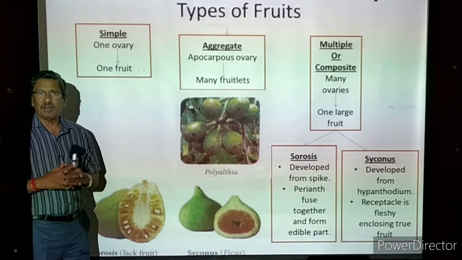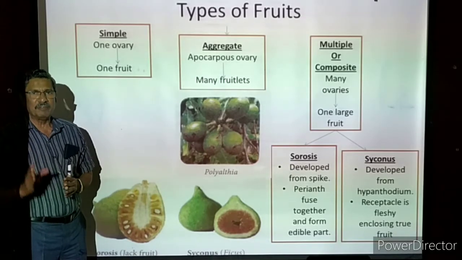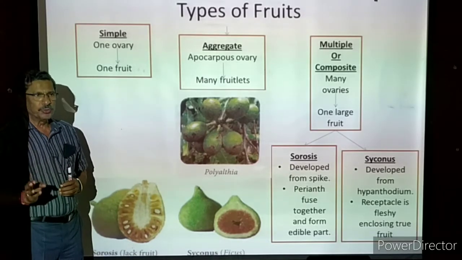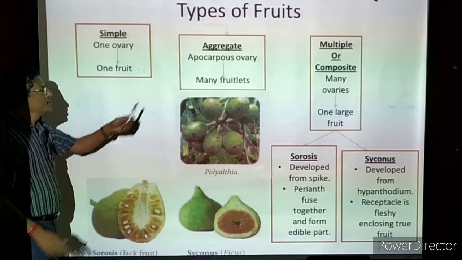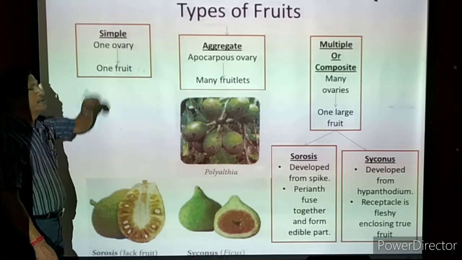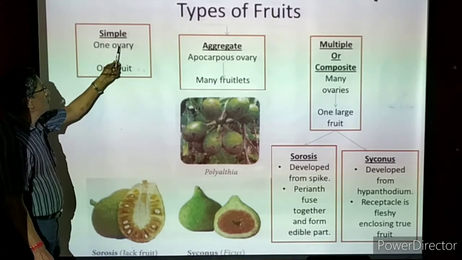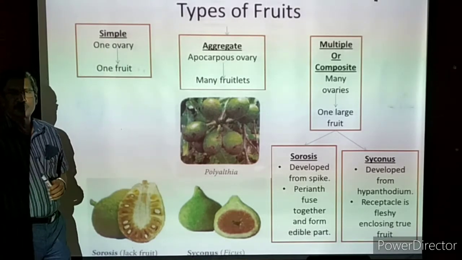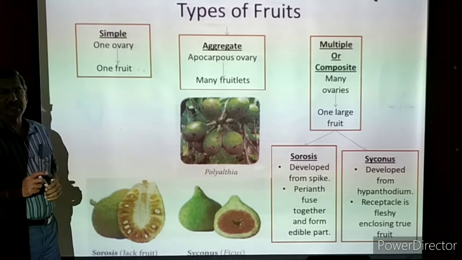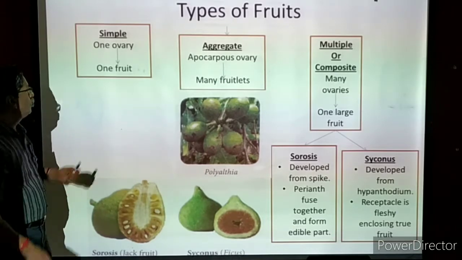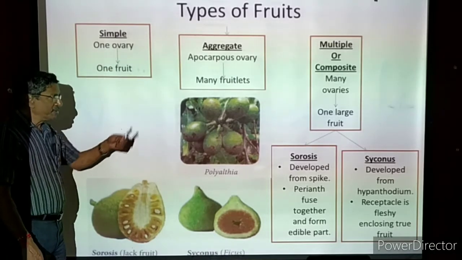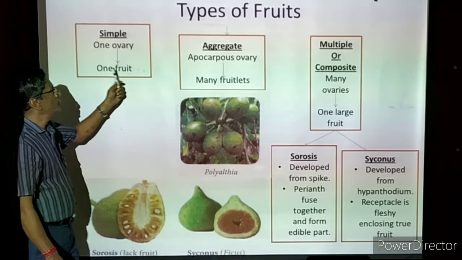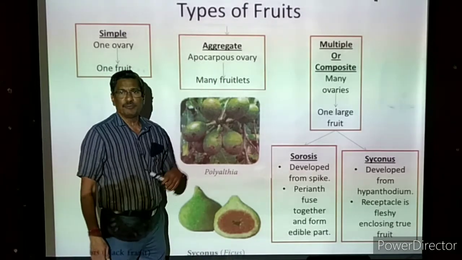In the previous slide we have understood that ovary develops into fruit, ovules develop into seeds. That is the basic information. Based on that, we are going to see what are simple fruits. One ovary develops into one fruit. In a flower, only one ovary is there. That ovary develops into one fruit. Then that fruit is called a simple fruit. The previous diagram is a simple fruit. Now, we are coming to aggregate fruit.